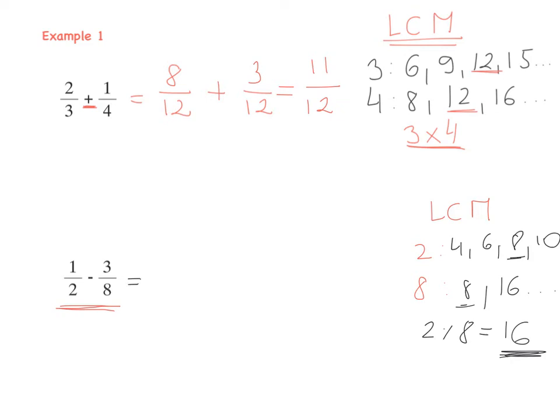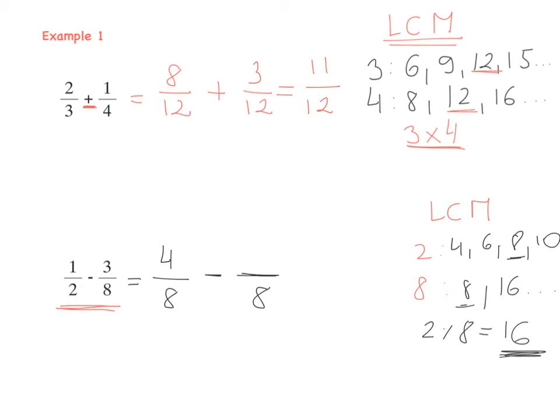Right, so we can now write down our new denominator, which is 8. We had 2, now we have 8. So 2 multiplied by what gives you 8? 2 multiplied by 4 gives you 8. And you need to do the same thing for the top number. So 1 multiplied by 4 is 4.